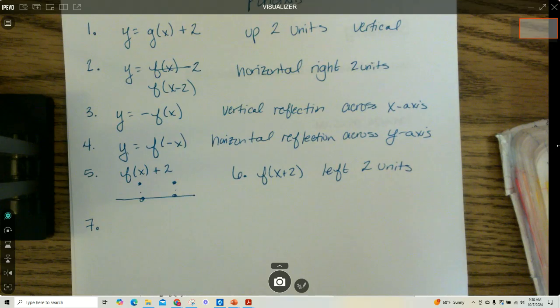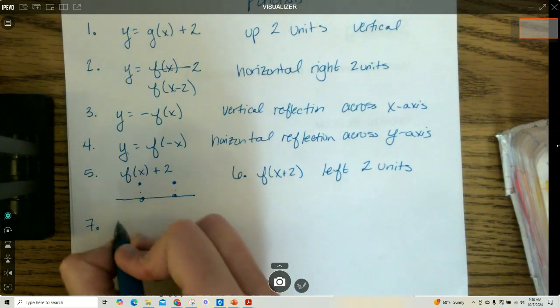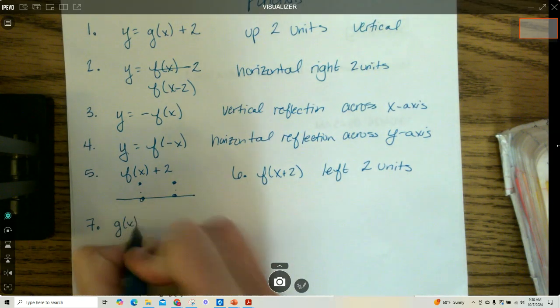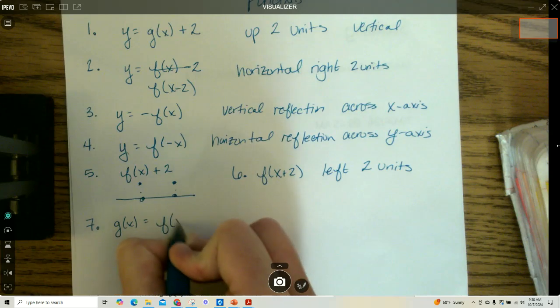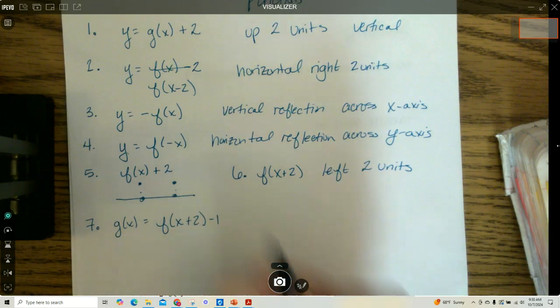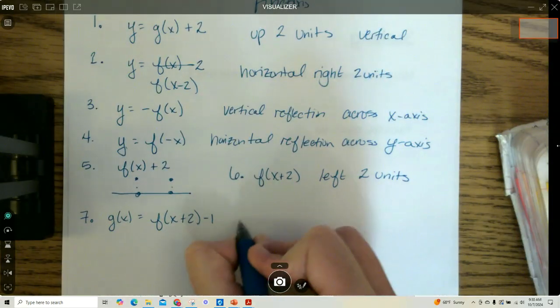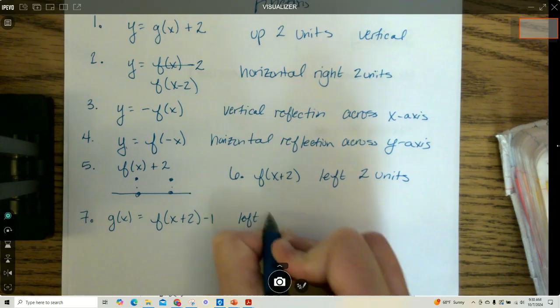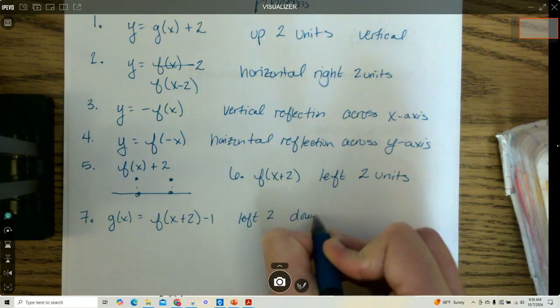Graph the function g of x equals f of x plus 2 in parentheses minus 1. Okay, so that one is left 2, down 1.